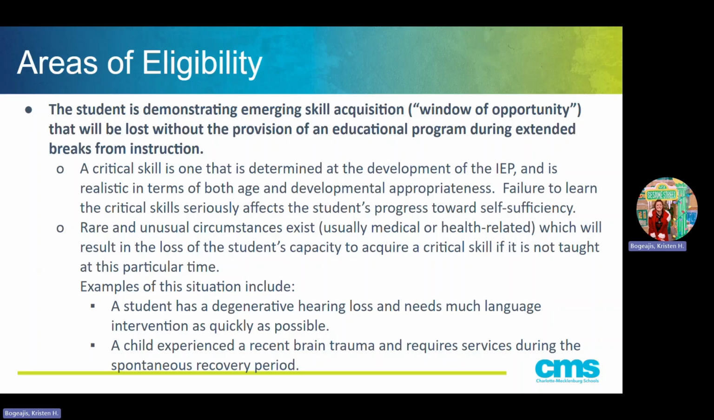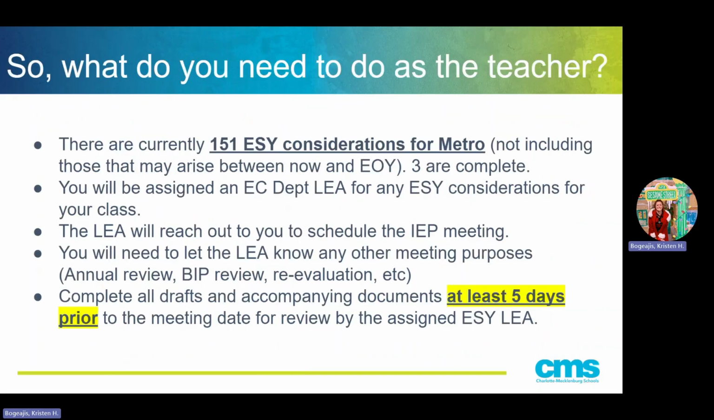So another example might be a student experienced a recent brain trauma and requires services during a spontaneous recovery period. So these are unique circumstances, but they do happen. So it's important to know that they exist. So what do you need to do as a teacher?